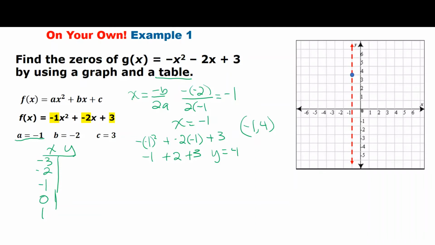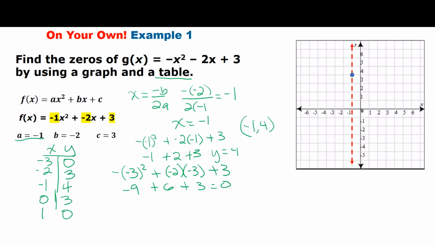When x is -3, we're going to say the opposite of (-3) squared plus -2 times -3 plus 3. That's going to be -9 plus 6 is -3 plus 3 equals 0. So when x is -3, y is 0. All right, for -2, to do all the math, I'm not going to waste our time on that, but the answer would be 3. -1 we already know is 4. 0 is going to be 3, and 1 is also going to be back to 0. So let's plot those points.